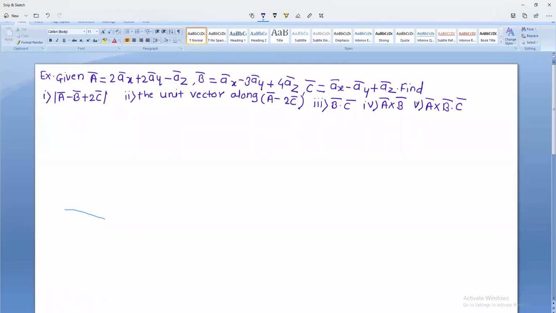Now everyone can solve this example. Yesterday only we have seen one example which has all questions. I think this is also very easy. So try to solve this and tell me the answer.